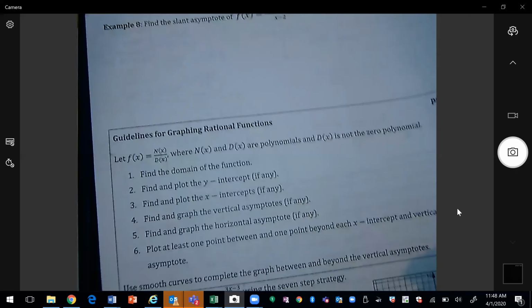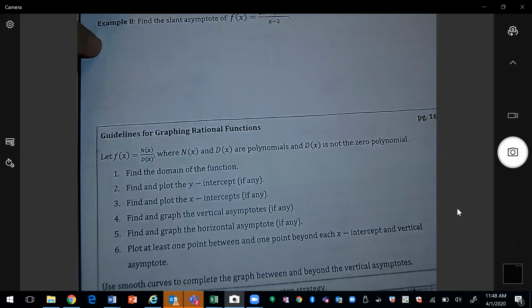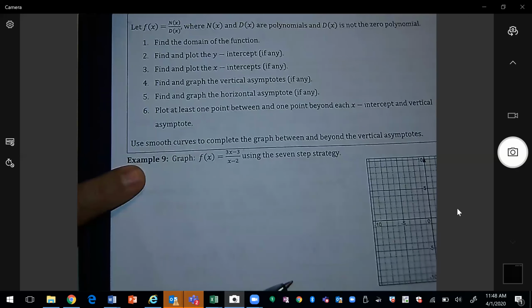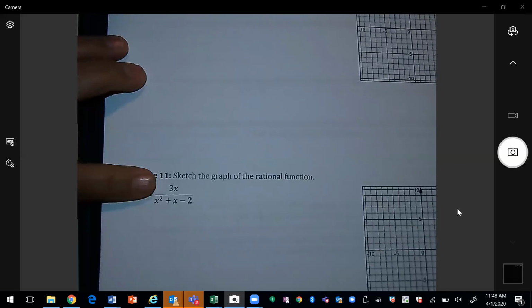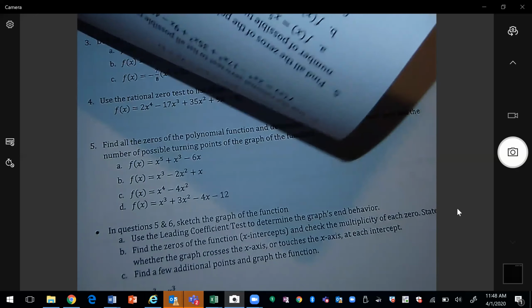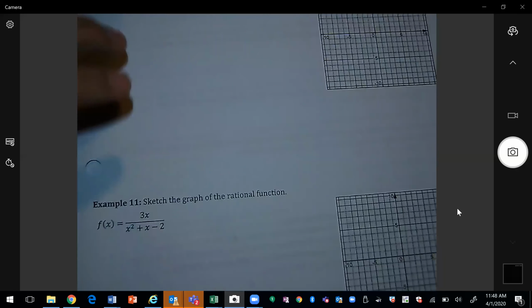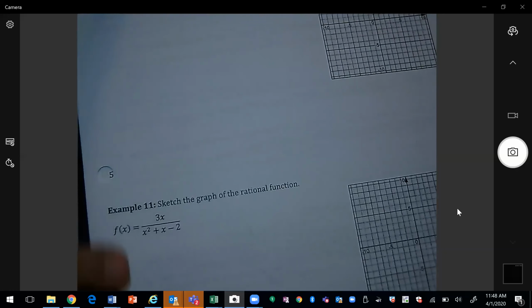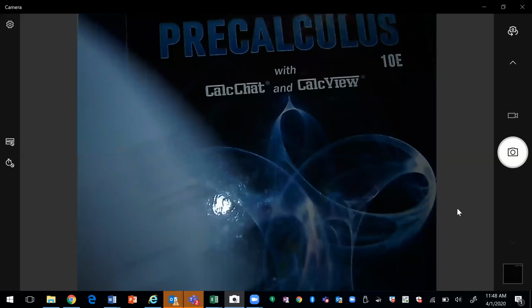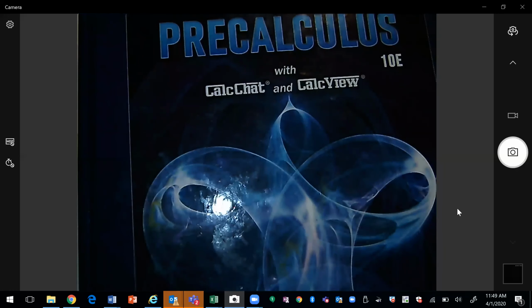Okay, so let me go to the next page. And we're almost done. I'll do example 8, I'll graph example 9. And then for example 10 and 11, depending on how much time we have left, I'll either cover one or I can do a separate video just for example 10 and 11 that I'll record and upload. But we'll see how we do on time.